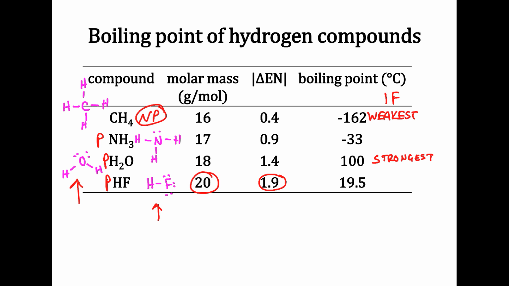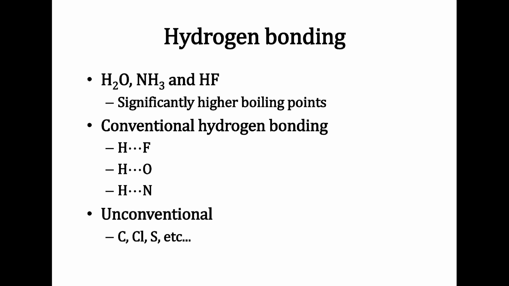Well, it's actually a special type of dipole-dipole interaction, and it's called hydrogen bonding. So hydrogen bonding exists for molecules that have OH, FH, and NH bonds within them. What we'll see is these molecules actually have significantly higher boiling points than we would expect.